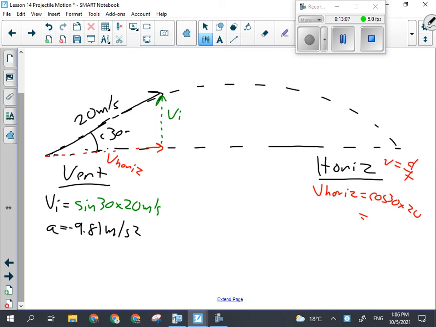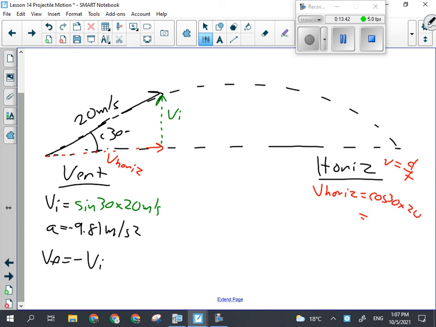Exactly what we talked about the other day. If I throw something up in the air and it comes down to the same height I threw it from, it's got to be going the same speed I threw it at, because the acceleration and the distance are the same up and down. So VF would be negative VI. VI in this case is 10 meters per second up. VF is going to be 10 meters per second down, or negative 10 meters per second.